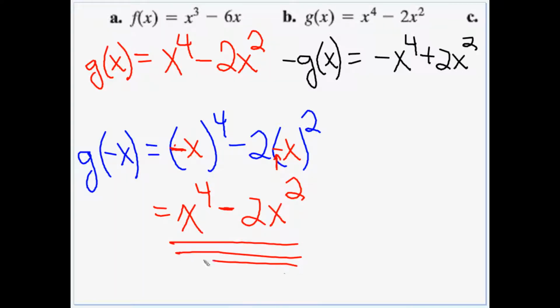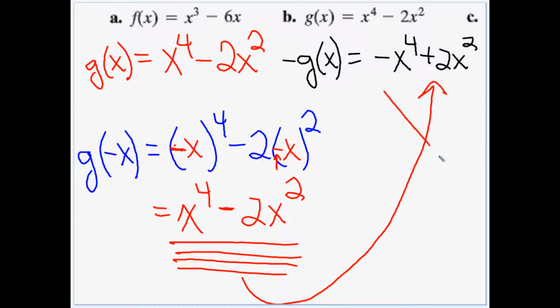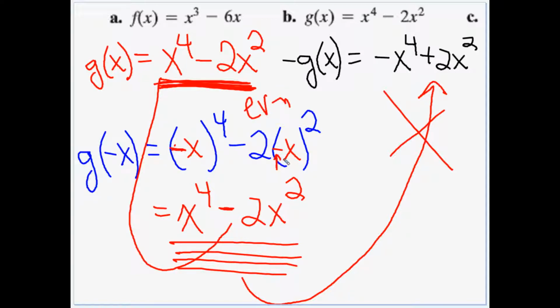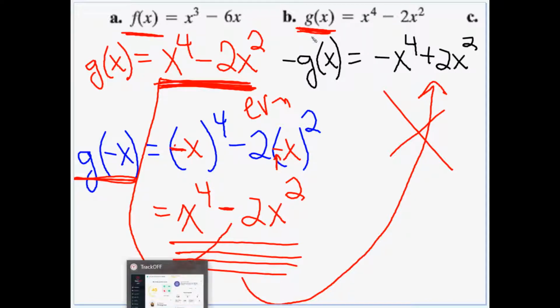So here is our g of negative x. Did that take us over here to the negation? No. So it's not an odd function. We got right back to where we originally started. So that means we're even. Our f of x, or in this case, our g of x, was the same as g of negative x. g of x and g of negative x are the same, so that is an even function.